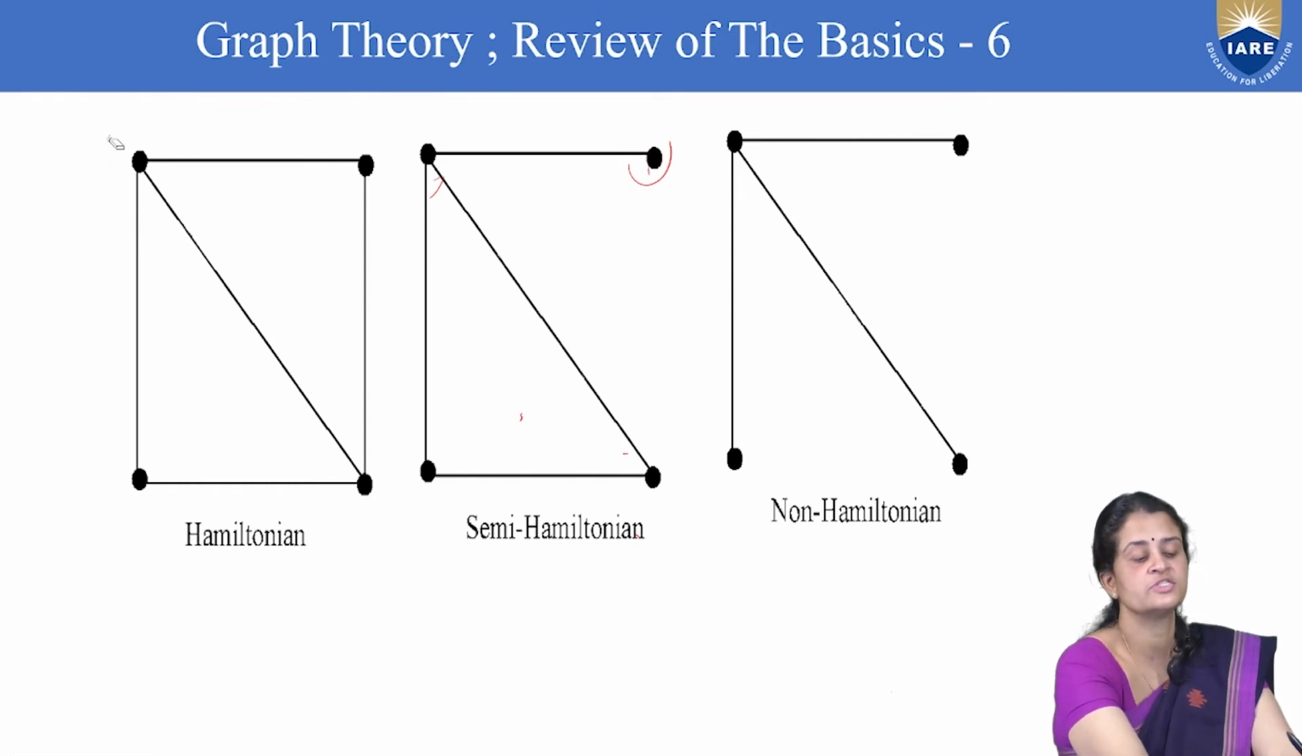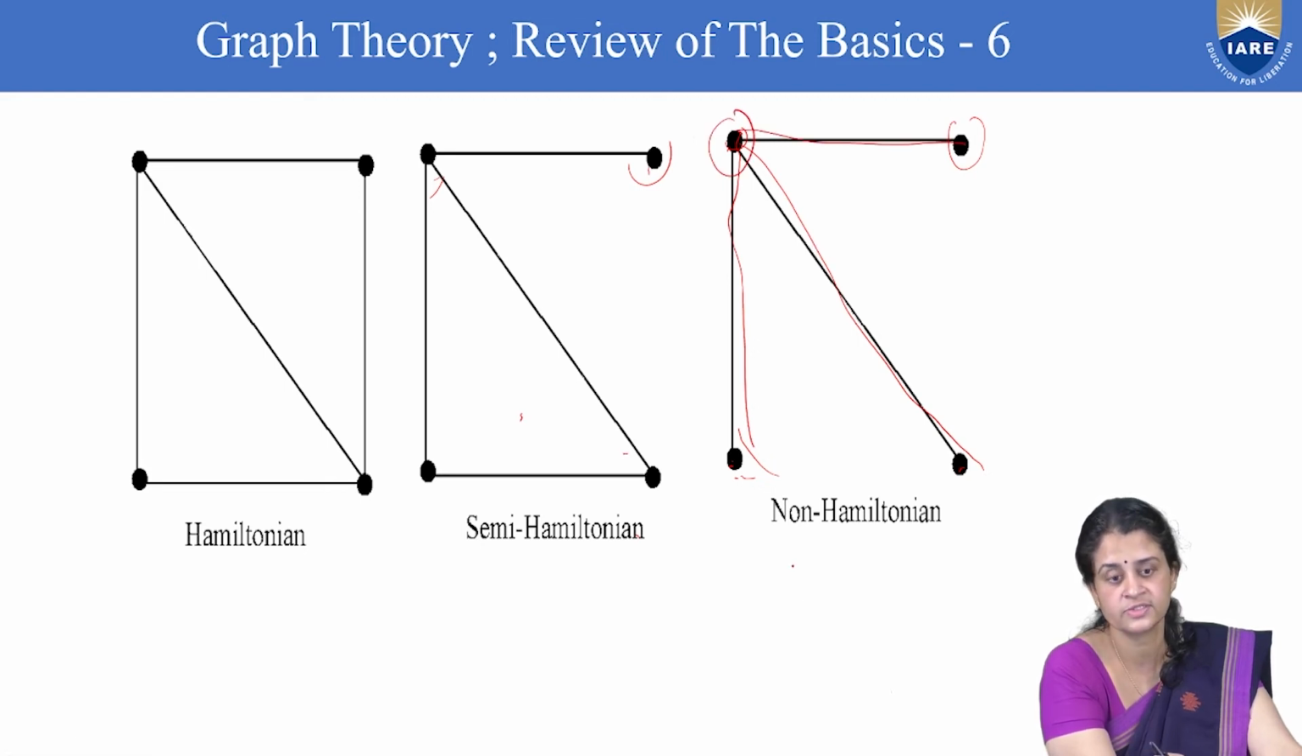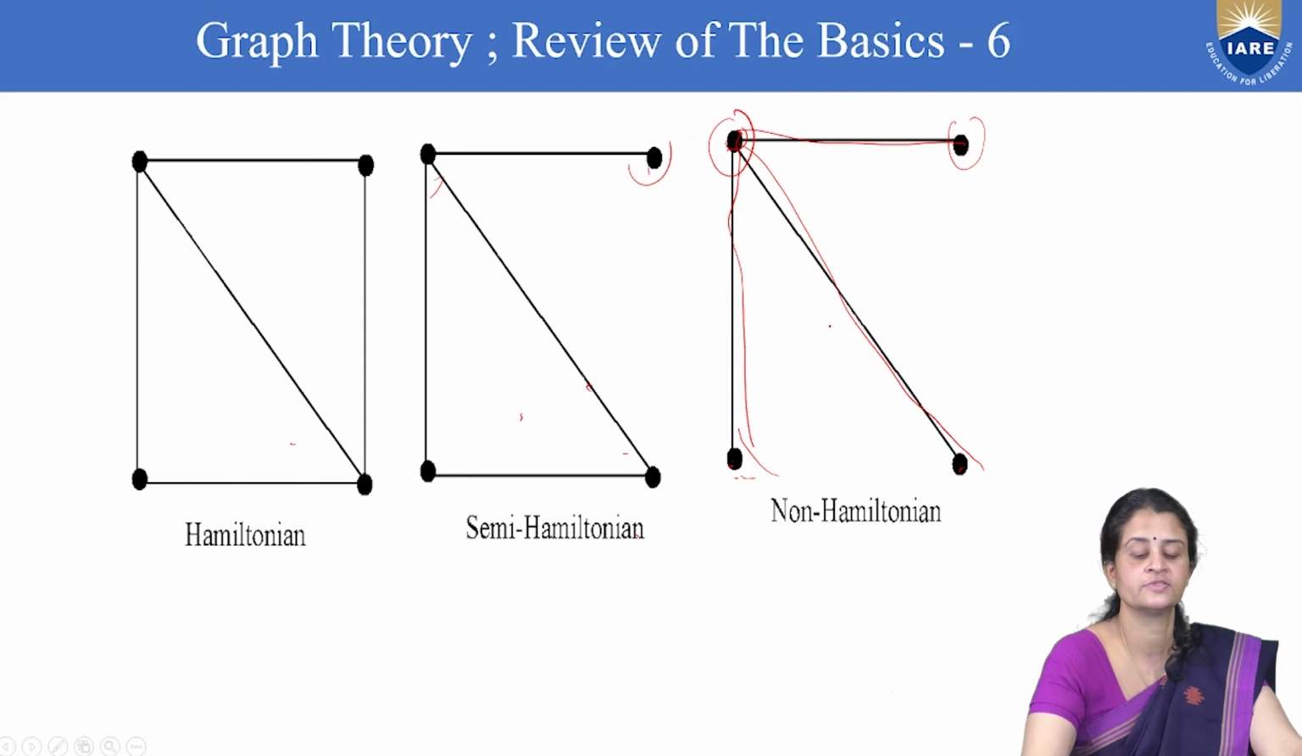Now consider this one. If I start from any vertex, I go from here to here, then from here, can I go to this vertex? No. This is non-Hamiltonian. If I start from this vertex and go here, I can't go to the other vertices. So these are Hamiltonian, semi-Hamiltonian and non-Hamiltonian graphs.